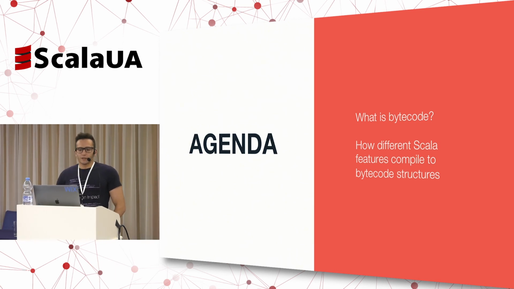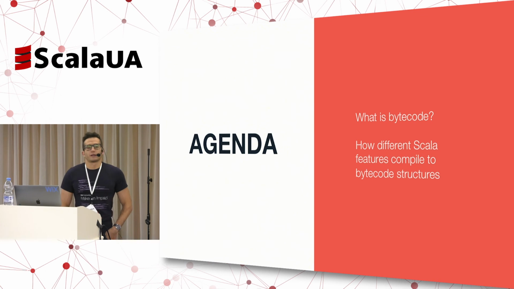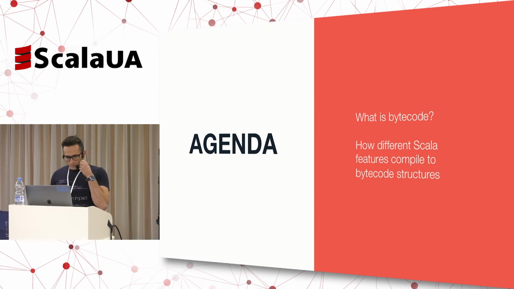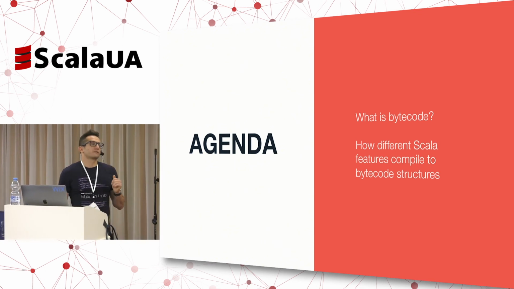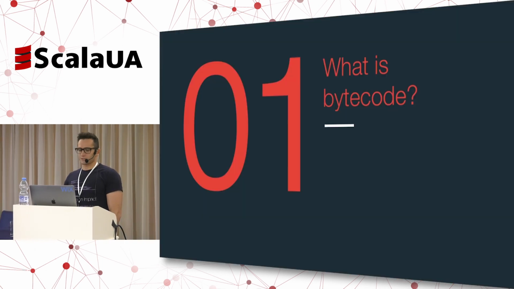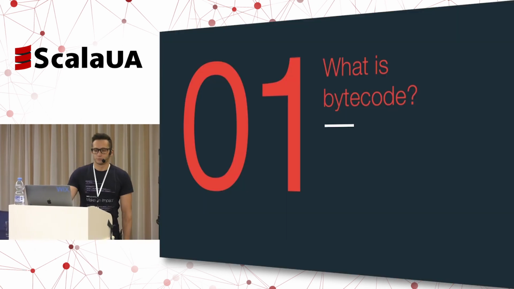We're going to see what a class file looks like, how the bytecode it contains gets executed on top of the JVM, and how the previous Scala features I mentioned earlier are implemented. So let's get started with a small introduction to bytecode.